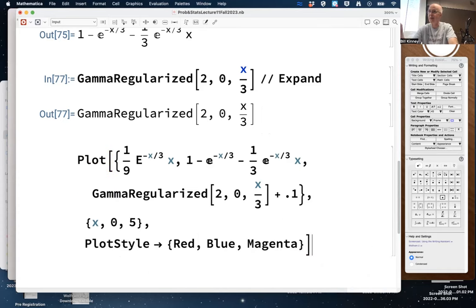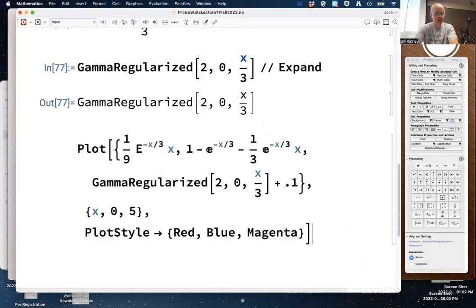Actually, when I think of the word blue, I don't think of Blue's Clues, but when I think of magenta, I think of Blue's Clues.